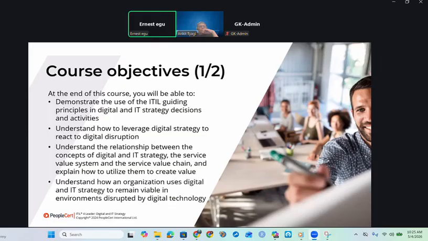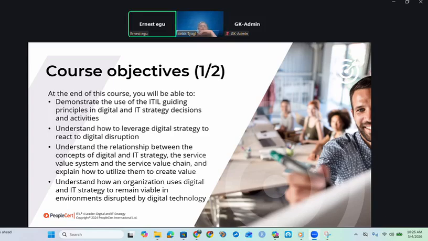Then the overall course objective. At the end of this course, what we would be able to do. Demonstrate the use of ITIL guiding principles in digital and IT strategy decisions and activities. Do you remember the guiding principles that were defined in ITIL Foundation? 7 guiding principles. Focus on value, start where you are, progress iteratively with feedback, collaborate and promote visibility, think and work holistically, keep it simple and practical, and optimize and automate. So how do those 7 principles relate to digital and IT strategy decisions is what we're going to talk about.